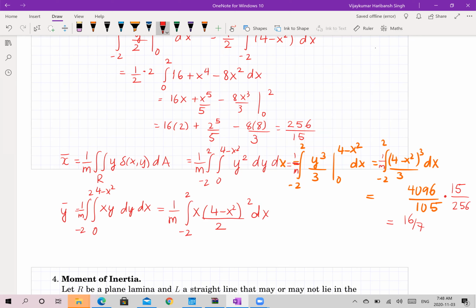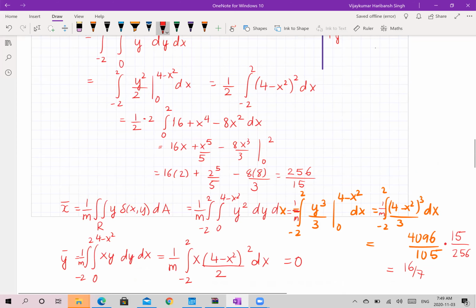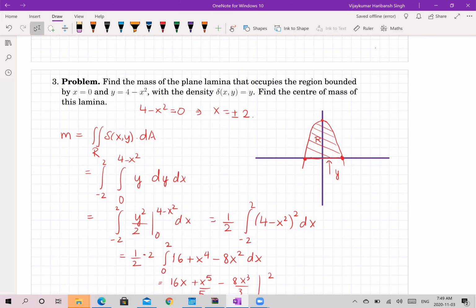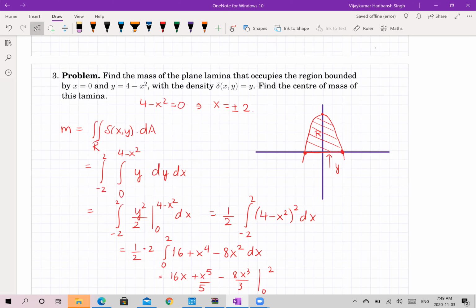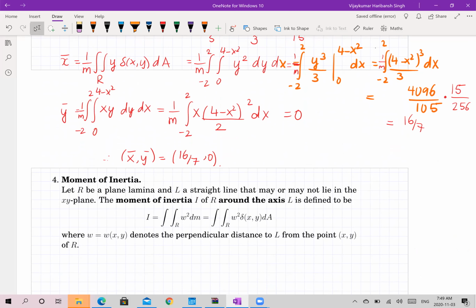And now the nice thing about this is that this function inside is an odd function, right? And you're integrating that function from minus 2 to 2. So the answer is going to be what? 0. So therefore, x bar, y bar equals to, first one is 16 by 7 and y equals to 0. So this is your computation of center of mass of plane lamina and also the mass of it. So we started with mass and then we found out center of mass.